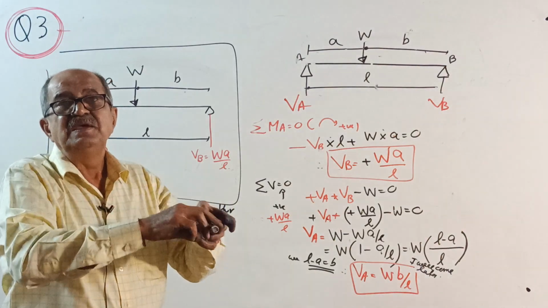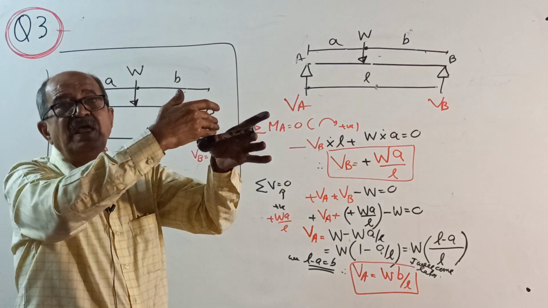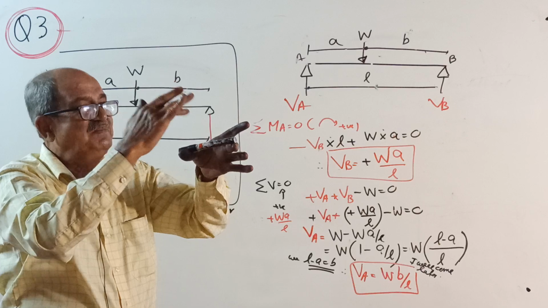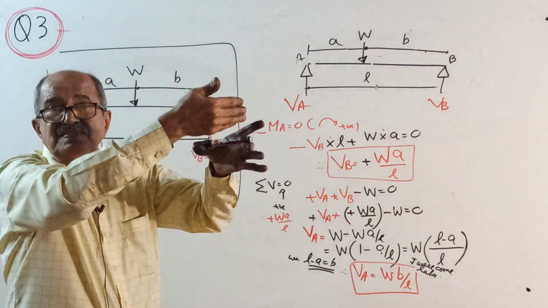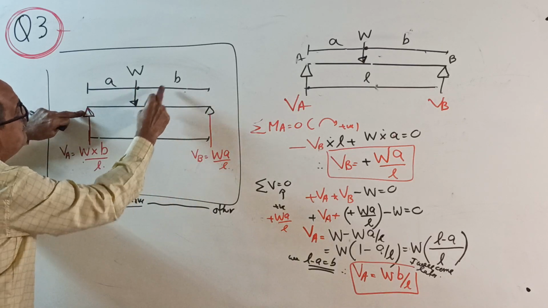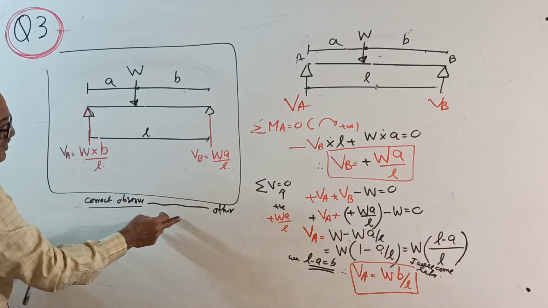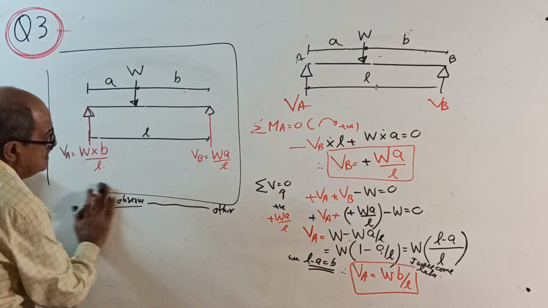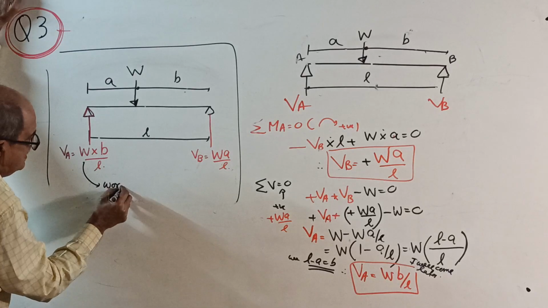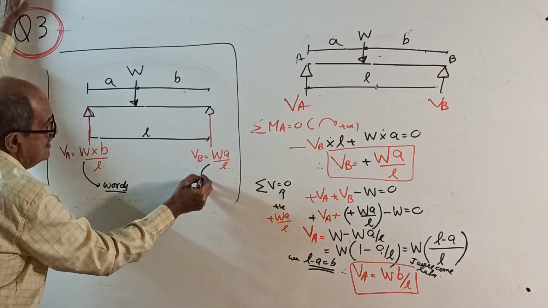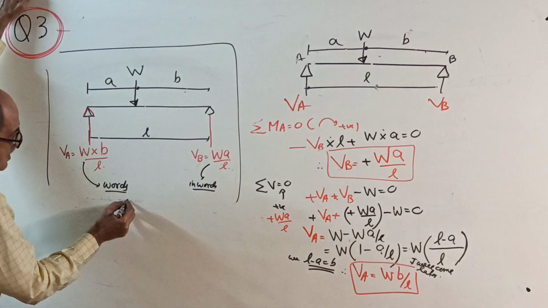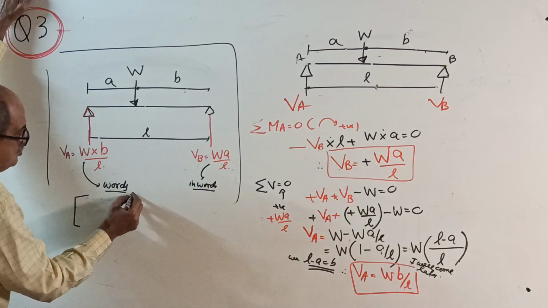See, if the load is very close to A, this reaction comes more, that length is more. If the load comes very close to B, this length is more. So for VA, we got WB by L. For VB, we got WA by L. Or you can write this in words. Words will be common for both.